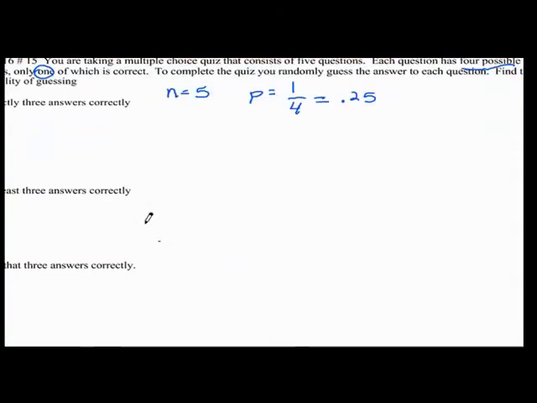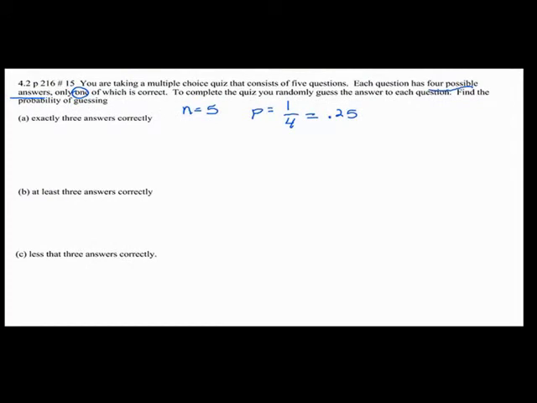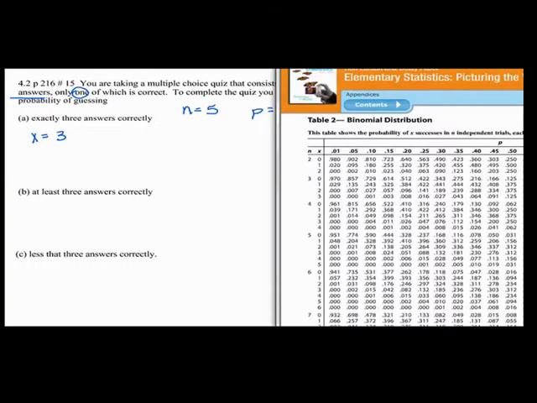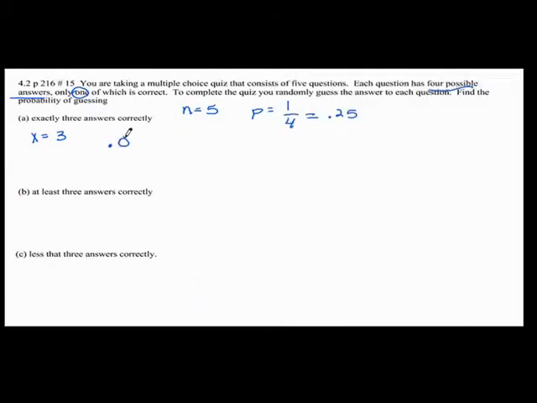So first let's take a look at, for Part A, what our X is going to be. Exactly 3 means X is going to be equal to 3. So in our case, the answer is going to be whatever we get for N is 5, X is 3, and P is 0.25. And so if we see this here, for N is 5, P is 0.25, and X is 3, we're going to have 0.088. Part A is going to be 0.088.